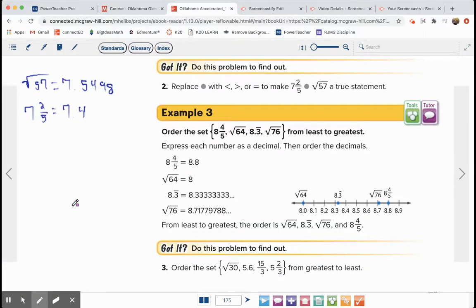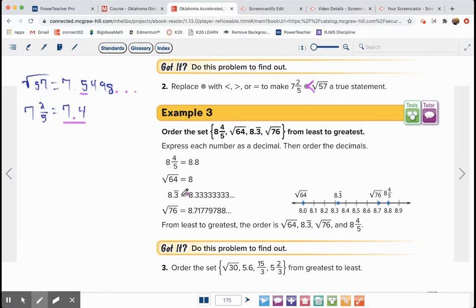Okay, so I realized the problem I worked out on the board was the wrong one. Sorry about that. So 7 2/5. If you change that to a decimal, 7's already a whole number, so 2/5 is exactly 0.4. So we have 7.4. And then the square root of 57, if you plug that in your calculator, it's 7.5498 and so on. They both have a 7, so we look right behind it, 5 and 4. 5 is bigger, so the square root of 57 is bigger. So it should be a less than symbol between them.